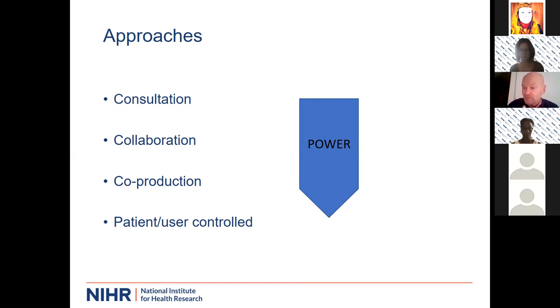And then finally, of course, we have patient or user-controlled research. This is research that's pretty much run by patients and service users, and it's they who determine which elements researchers, for example, might be involved in.